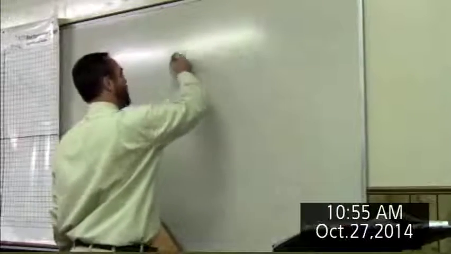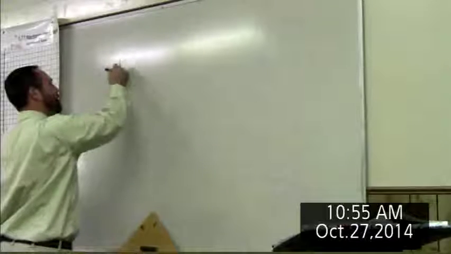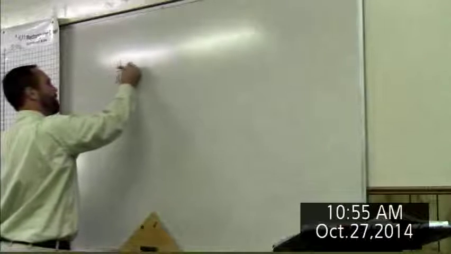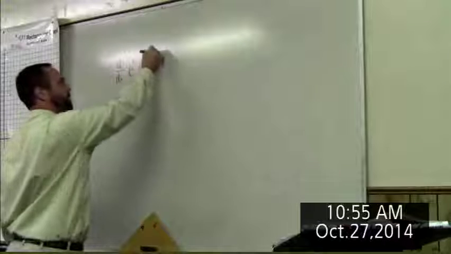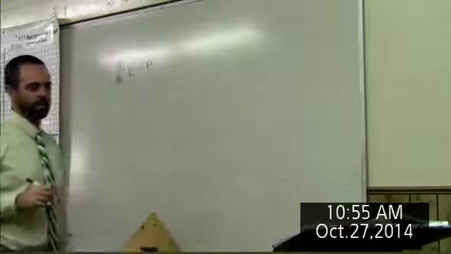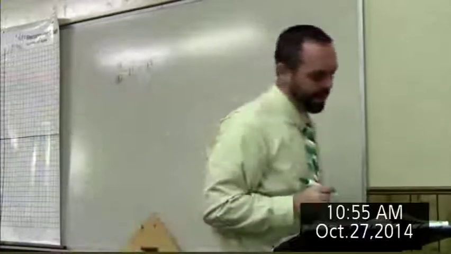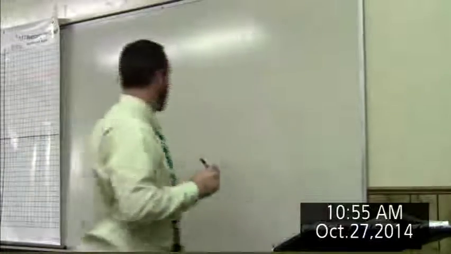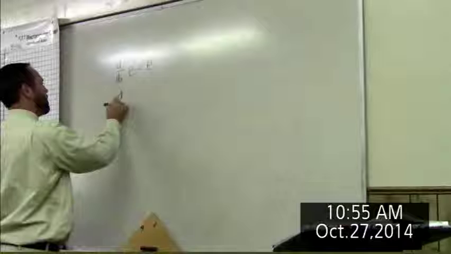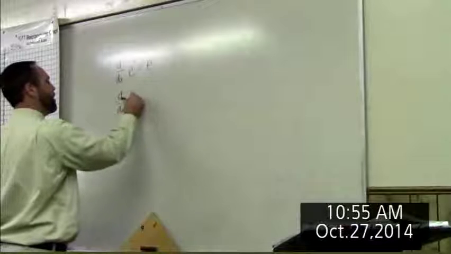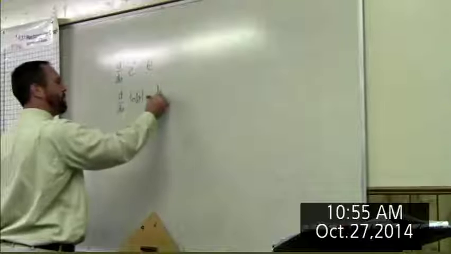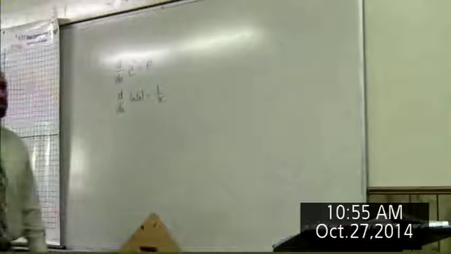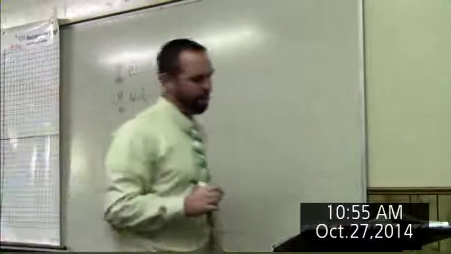The first one is that the derivative of e to the x is just itself. The derivative is e to the x. That's the first one you need to memorize. And then secondly, the derivative of natural log of the absolute value of x is equal to 1 over x. And those are two concepts that you need to memorize.